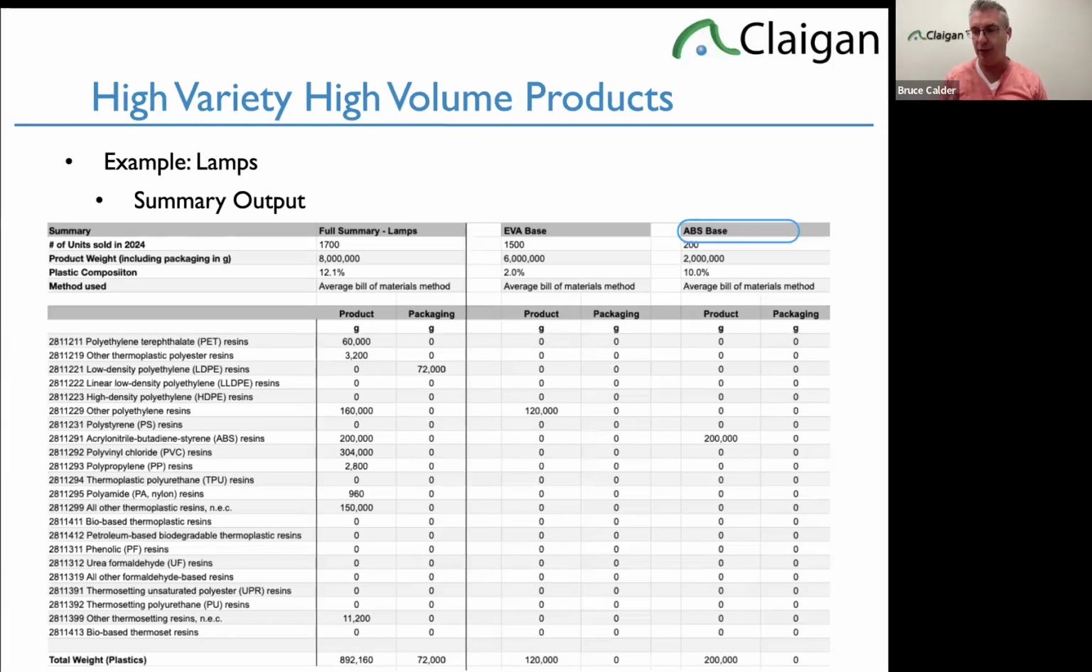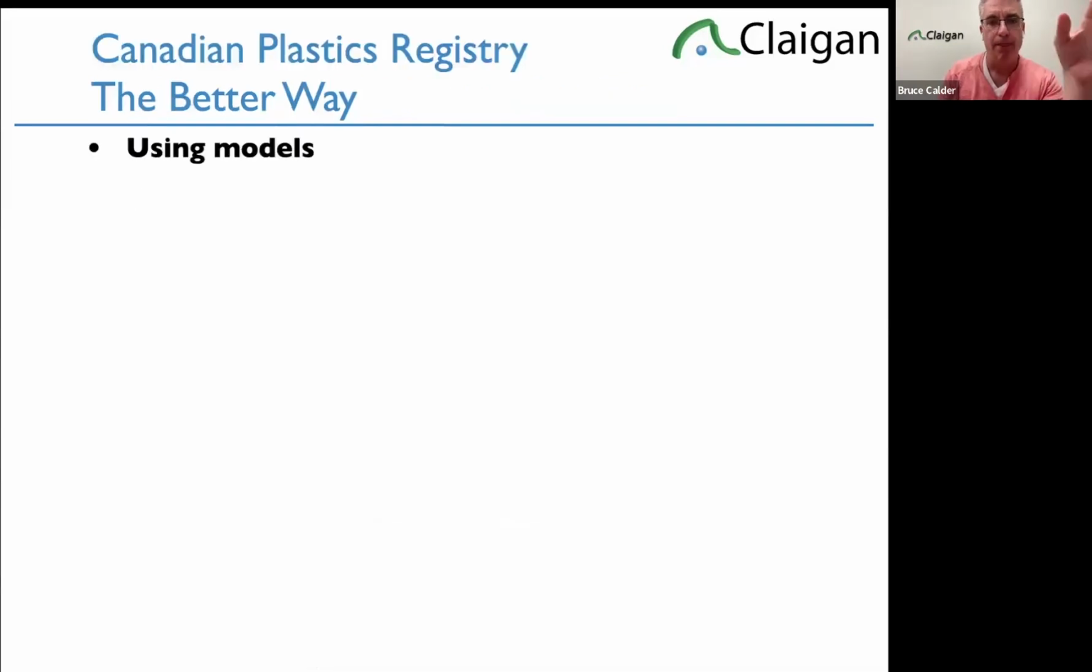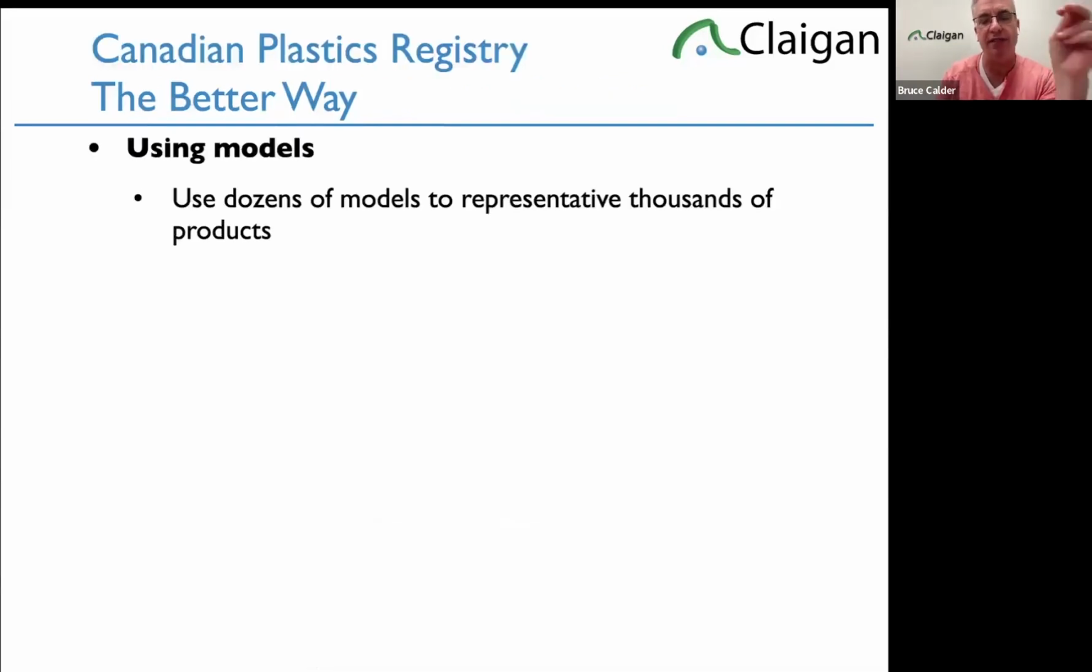If you're just doing, hey, I do servers or whatever, we do one for the server. It's only if you have a lot of variety and it's a major contributor where we do subcomponents. So a better way, using models: we use dozens of models to represent thousands of products. And it's less than 20% of the work of a full project. Sure, it's a little more technical, a little more high-end resource, but it's less than 20% of the full project.